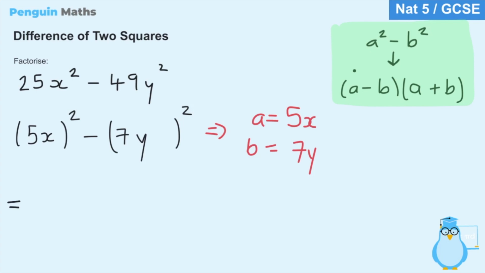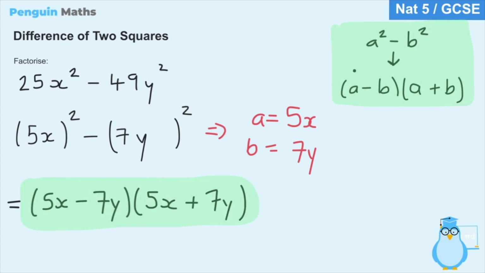And then finally, to put it in the form of a minus b, a plus b, we're going to have 5x minus 7y, and then the other bracket we're going to have 5x plus 7y. So the hardest part about this question is making sure that we put the whole term within the bracket so we can say the whole term squared and not neglect either the number or the variable.